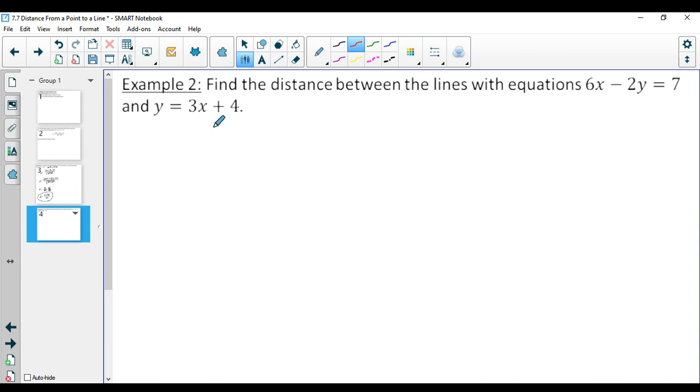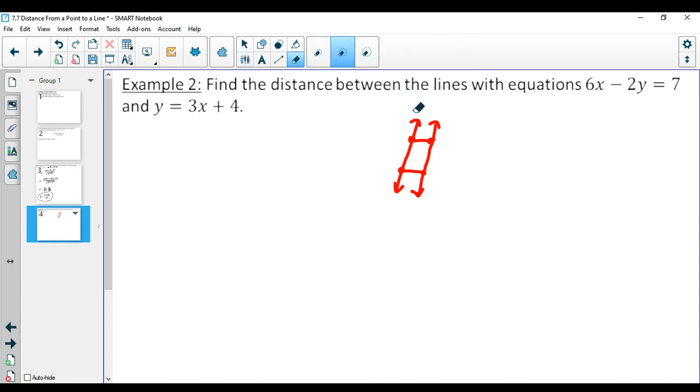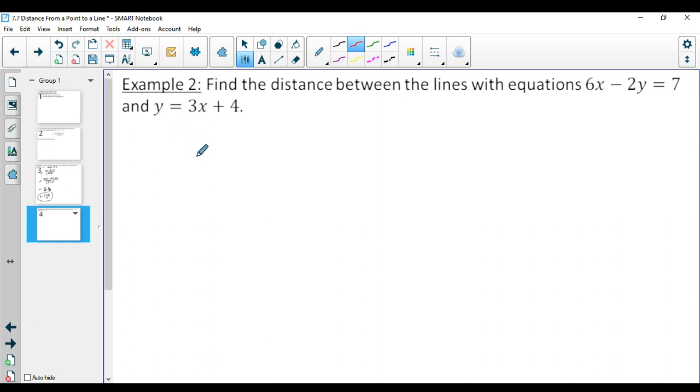Maybe for clarification's sake, I'm going to do a very rough sketch of two parallel lines. If I pick any point on this one, it's not going to be farther away than any other point. They're all going to be the same distance away. So we can pick any point on the line that we want. And hey, this slope-intercept form makes it really easy. When x is 0, y is 4.